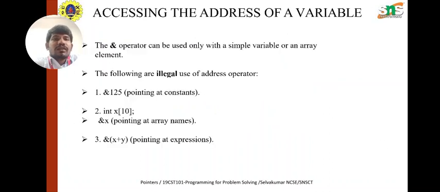The address operator can be used only with a simple variable or an array element. The following are illegal uses of the address operator: &125, pointing at a constant; with int x[10], &x, pointing at an array name; and &(x+y), pointing at an expression. These are illegal in pointers.